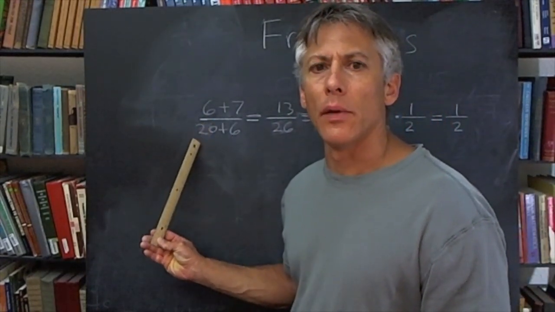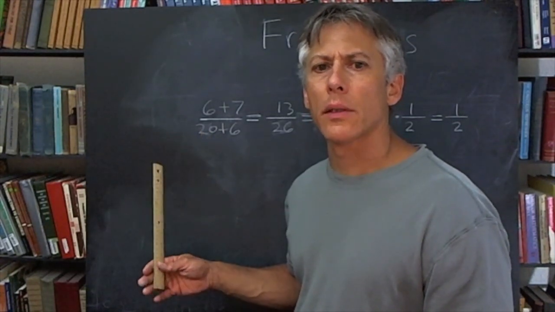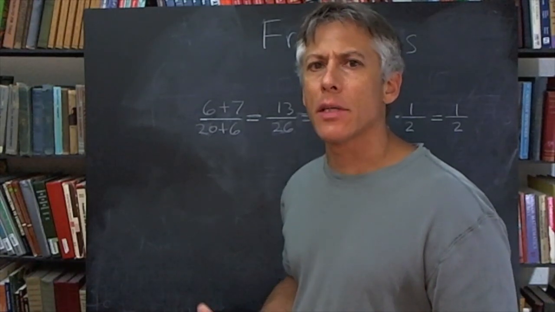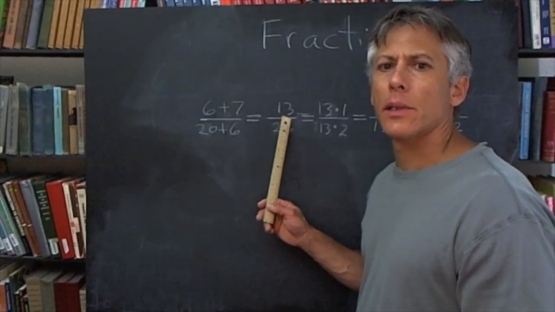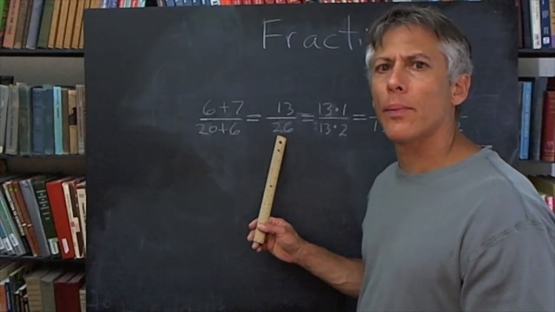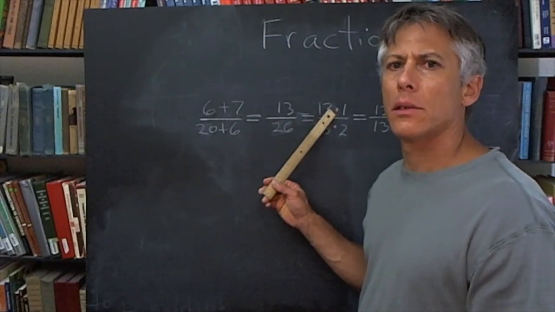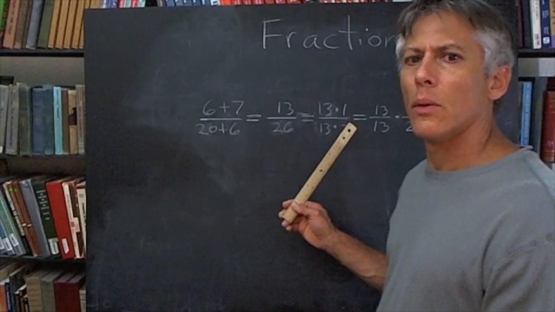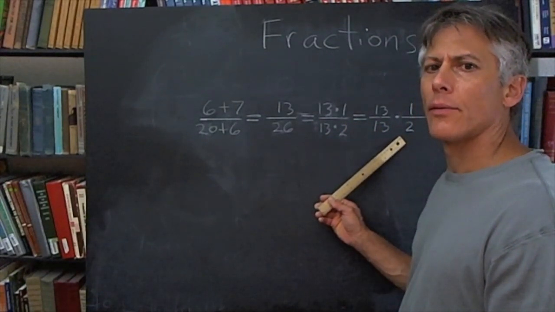6 plus 7 over 20 plus 6. If we simplify this correctly, we want to see what we're going to do. We need to add the tops first and add the bottoms. 6 plus 7 is 13. 20 plus 6 is 26. Now 13 is 13 times 1, and 26 is 13 times 2. We could have gotten that from 13 over 13 times 1/2.